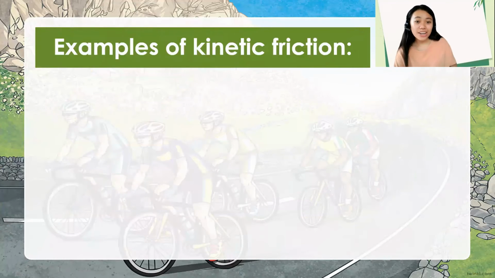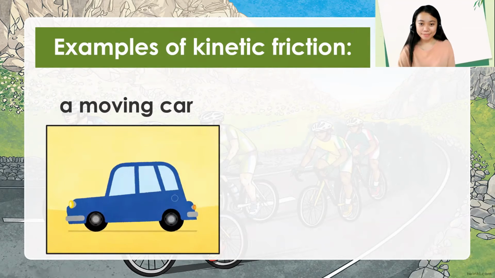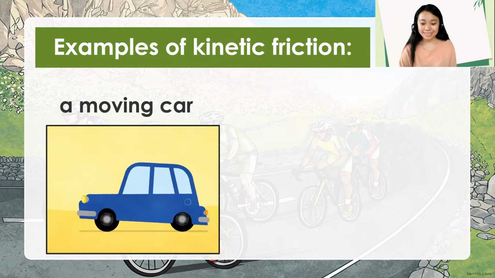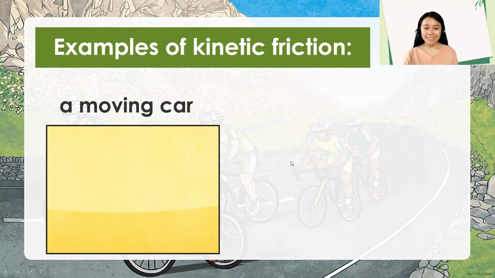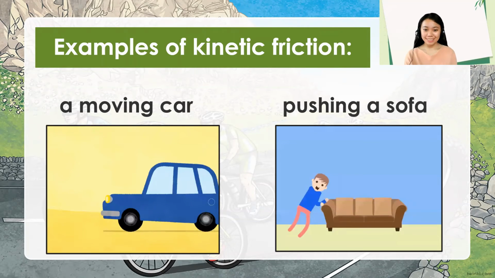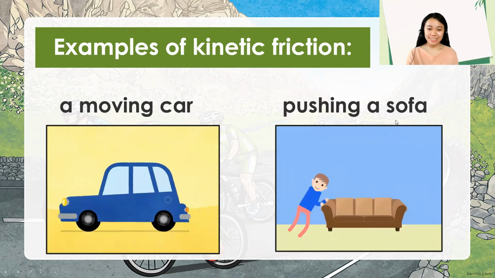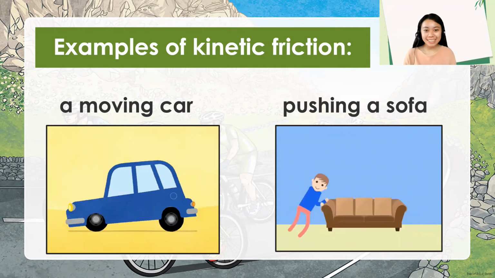Okay, these are examples of kinetic friction. A moving car. Let's read. A moving car. Next, pushing a sofa. One more time. Pushing a sofa. Wow, very good, everyone.